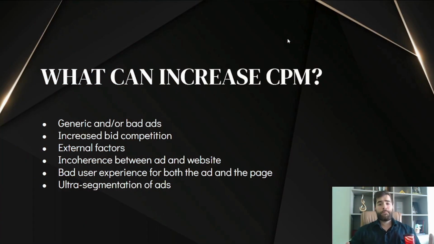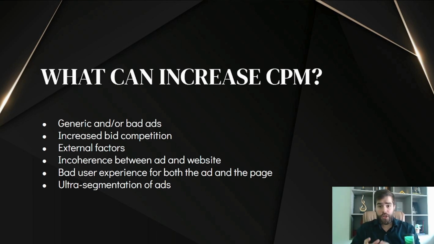So what can increase the CPM? I'm going to be objective right here. Generic ads or bad ads are supposed to get a higher CPM, because with generic ads, Facebook understands that your ads are not so user friendly because you don't have a lot of engagement. You don't have likes, comments, or sharing. You just have the picture that everybody's seeing and they're not clicking, they're not interacting with your ad. So this is really important for you. If you have an ad that is not good, your CPM is supposed to be higher.